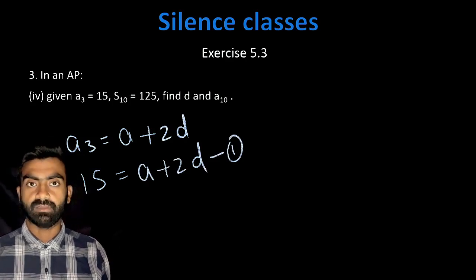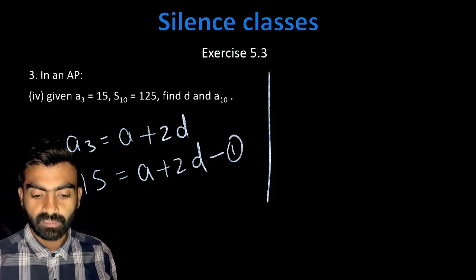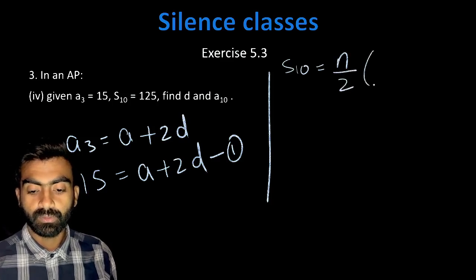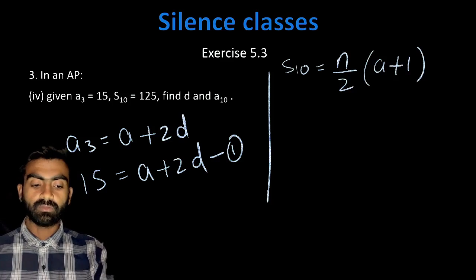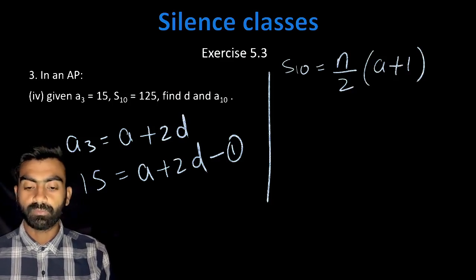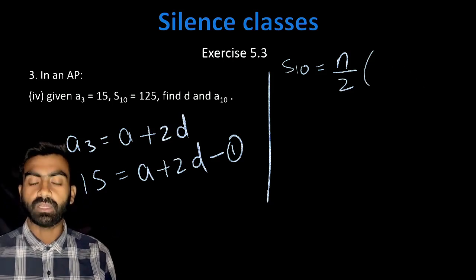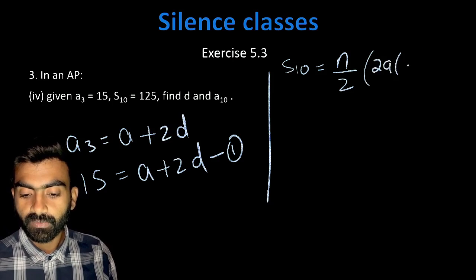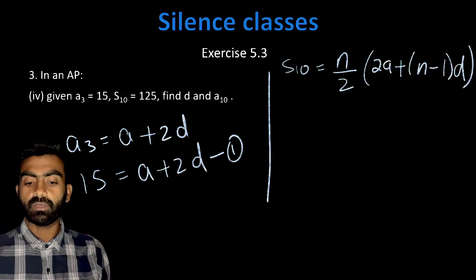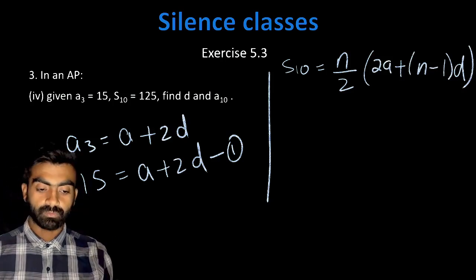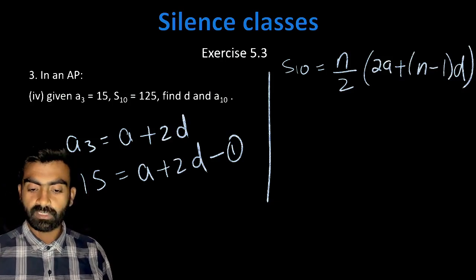Now we have S10, which means we have the sum of the terms. So we can write S10 is equal to n upon 2 times (A plus L). But we don't have the last term also, and we don't have A, so we can also write it as n upon 2 times (2A plus (n minus 1)d). Once we solve it, we will get that same thing, so we will write it in this particular way.